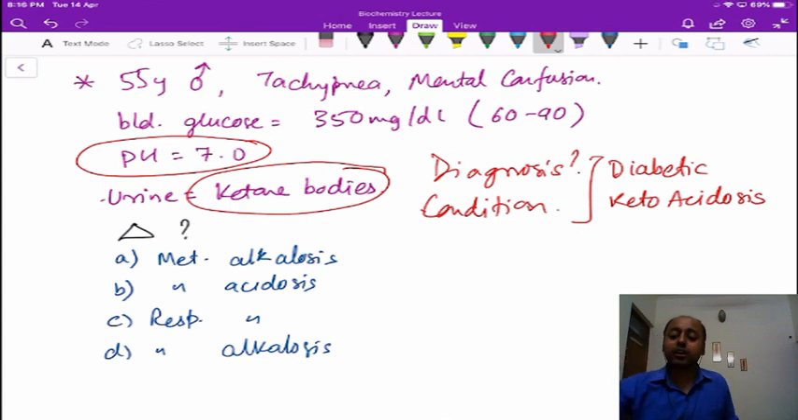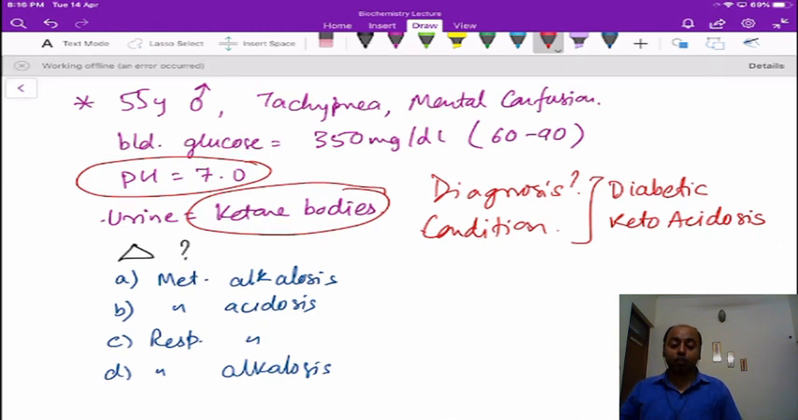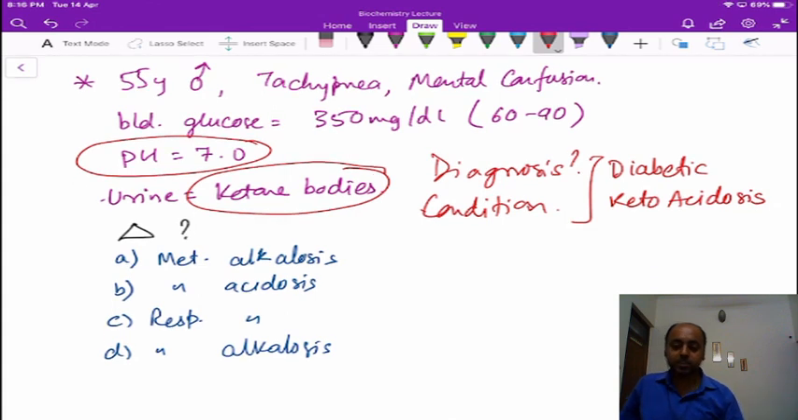I hope all of you are comfortable now with acid base homeostasis and the acid base related disorders. You should be able to very comfortably and confidently diagnose the conditions, at least the primary condition, and whether or not the compensation is available in these scenarios. If you're able to do that, I will think my today's job is done.